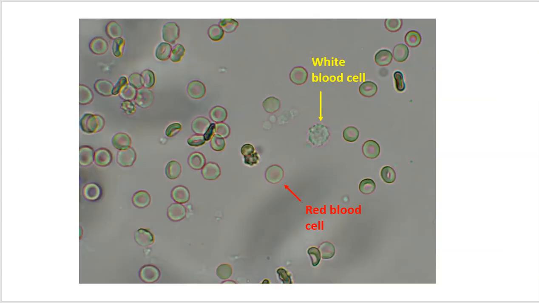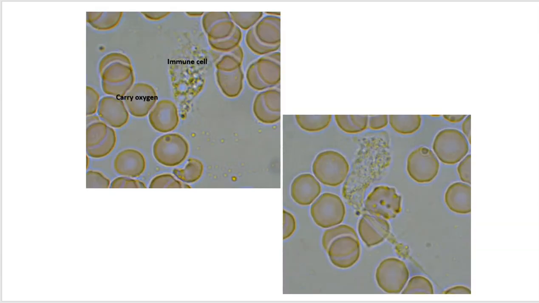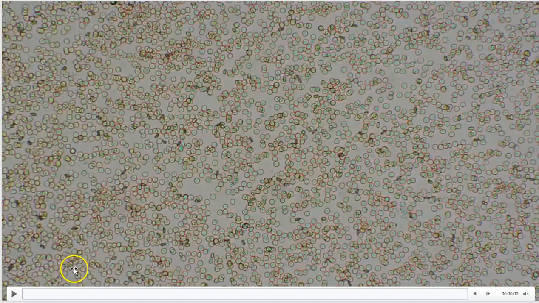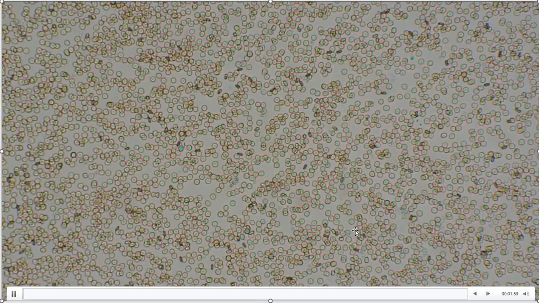Of course, the blood also has other kinds of cells, white blood cells. White blood cells are serving an entirely different function. They're part of the immune system. So they patrol our body looking for foreign invaders. We'll study that a little later. Let's take a look at what human blood looks like under the microscope.